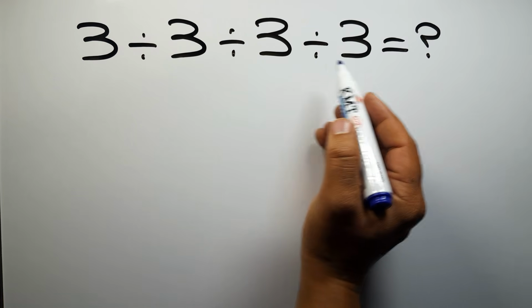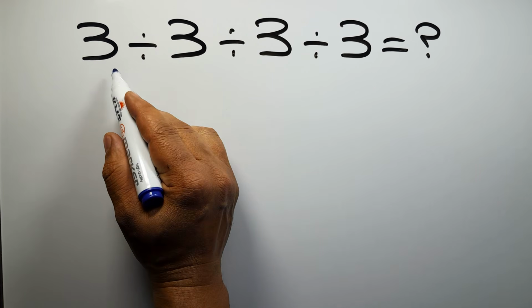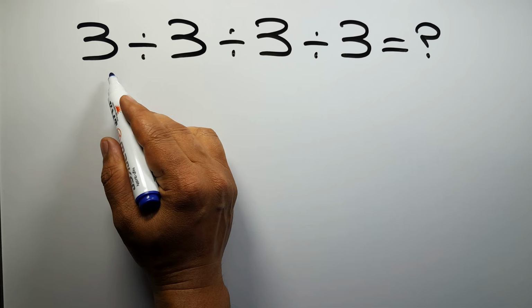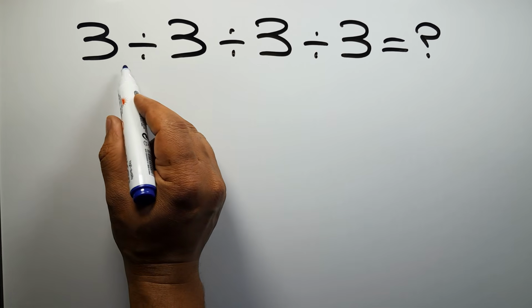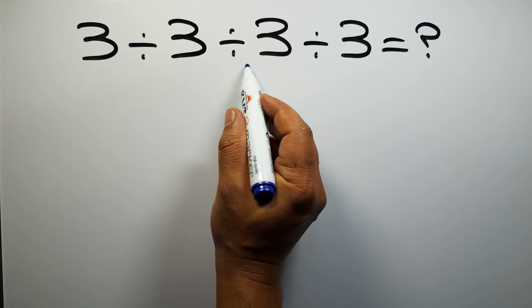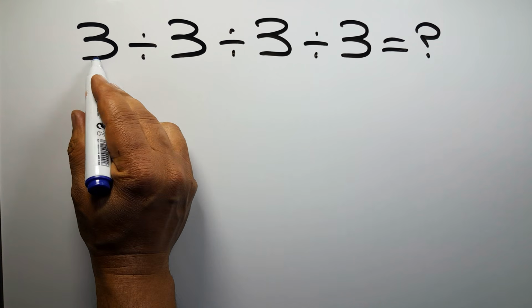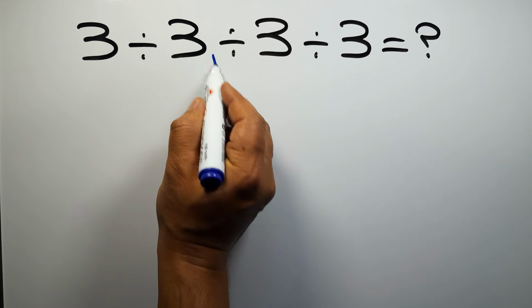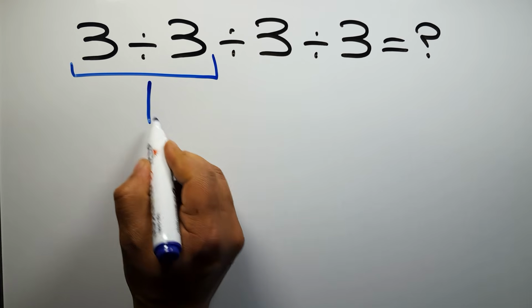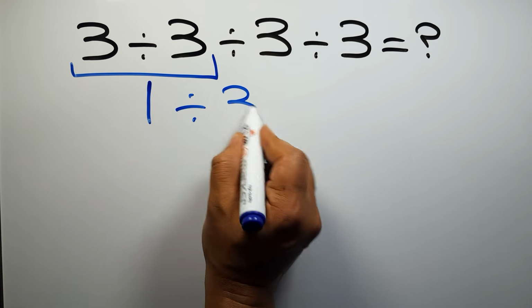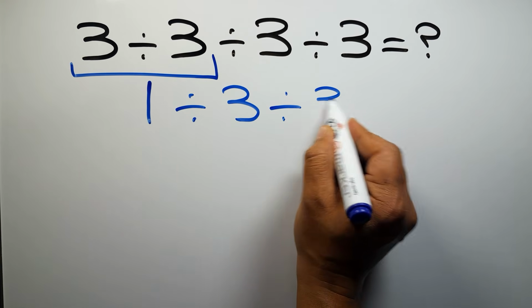In this expression, we have 3 divisions, and when we have more than one division in an expression, we have to work from left to right. So here first we have to do this division, then this division, and finally this division. Okay, so first this 3 divided by 3, which gives us 1. So 1 divided by 3, and again divided by 3.